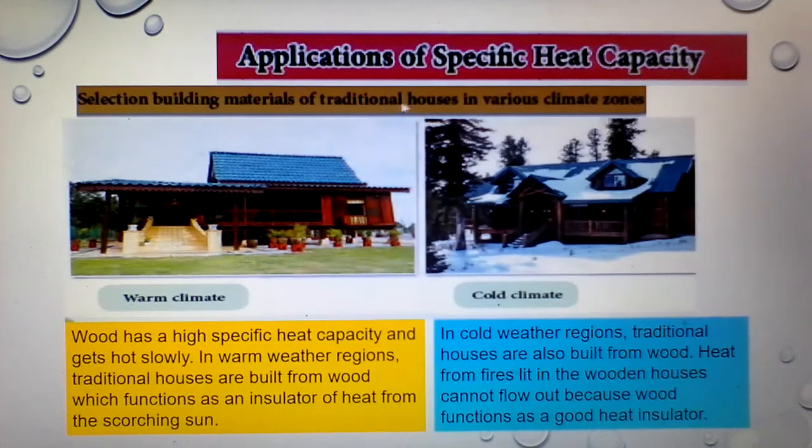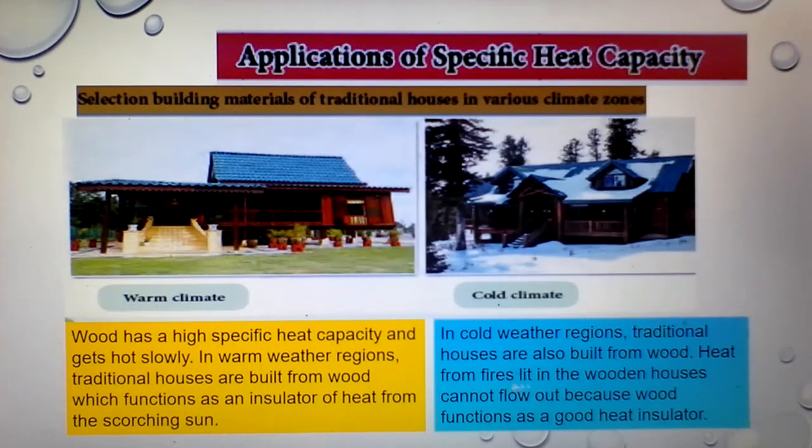Selection of building material of traditional houses in various climate zones. Look at here, warm climate, like in Malaysia, and cold climate. For the warm climate, wood is used because wood has a high specific heat capacity and gets hot slowly. In warm weather regions, traditional houses are built from wood, which functions as an insulator of heat from the scorching sun. So it is not very hot inside the house due to the wood that has high specific heat capacity.